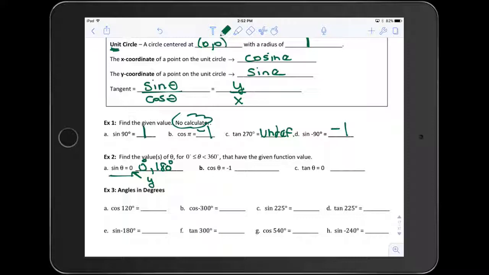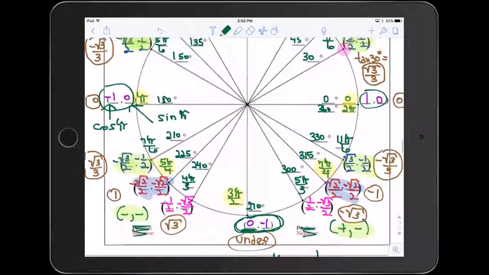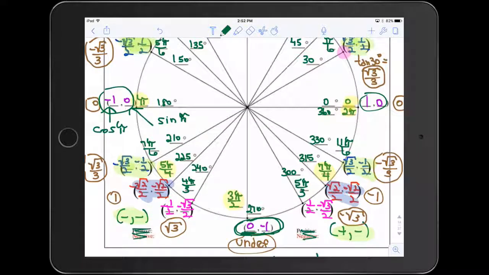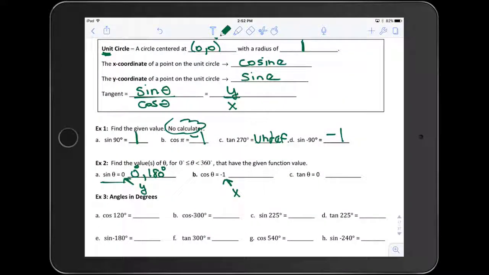Cosine of theta is equal to -1. If you look up at your unit circle, now keep in mind this cosine is dealing with the x-coordinate, so we are looking at where x is -1. So I'm going to come up here, and I'm looking all the way around the unit circle at the x-coordinates, and it's -1 right here, and that is at 180 degrees. So this actually becomes kind of fun and very straightforward once you understand what it is that you're looking at.